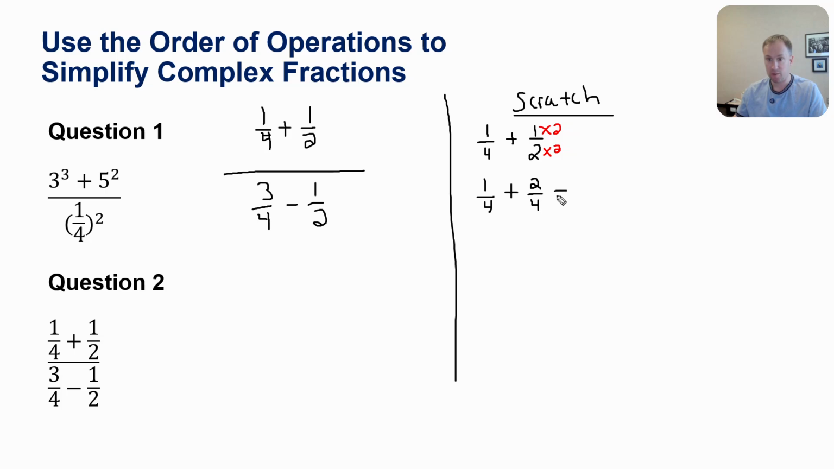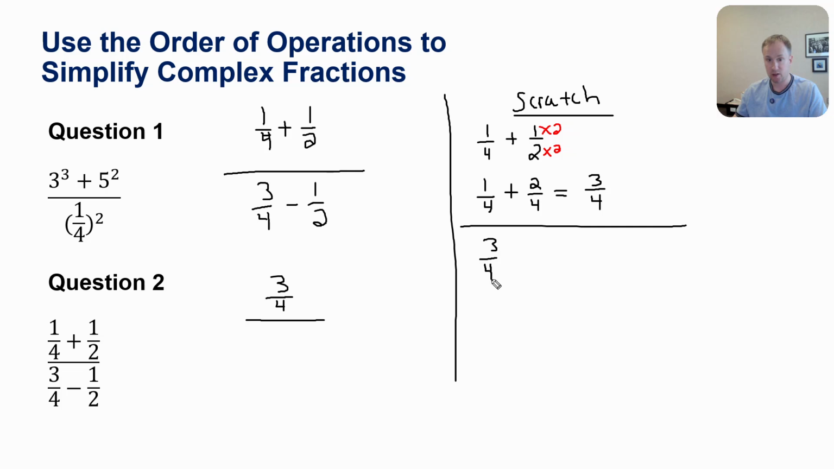Okay. From here, you can go ahead and add your numerators. 1 plus 2 is 3, and keep the same denominator, which is 4. So my top part of this complex fraction simplifies down to 3/4. So I'm going to rewrite that right here. So 3/4 over, now we're going to do the 3/4 minus 1/2 part.